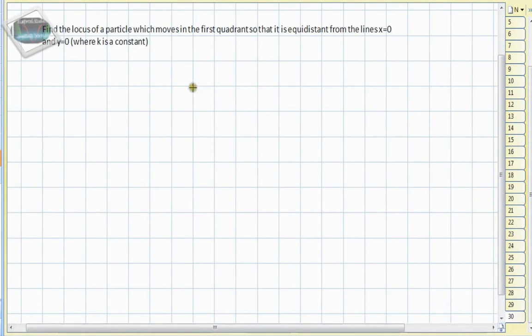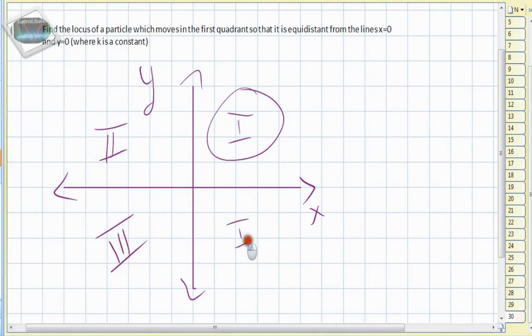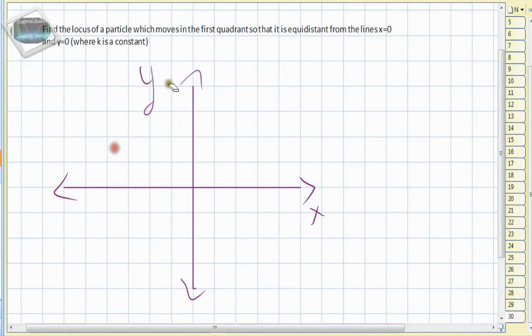So this will be your coordinate plane, where this is x and this is y. This area right here is your first quadrant, and then it goes 2, 3, and 4. We're going to be working with the first quadrant only. And then it says it wants to know about two certain lines: the locus of a particle which moves in the first quadrant, so it is equidistant from the lines x equals 0 and y equals 0.